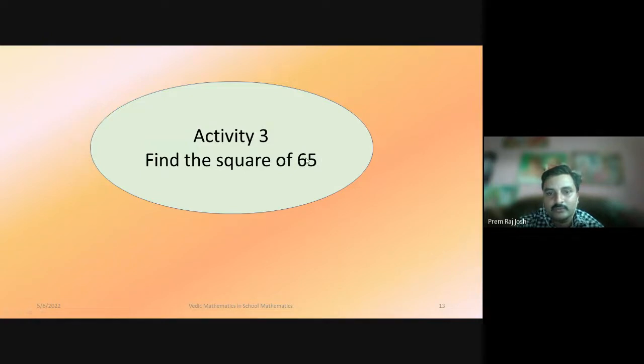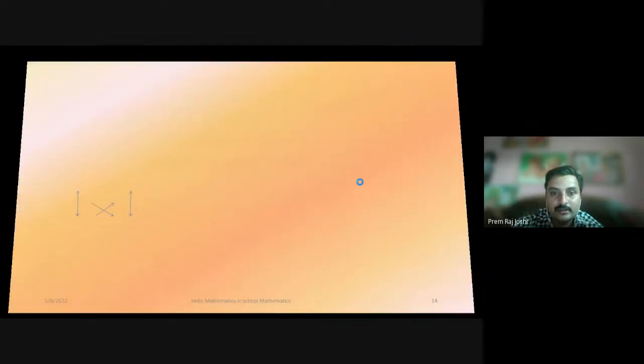To find the square of 65, we just write the square of 5, which is 25, on the right-hand side. Then take 1 more than 6, which is 7, and multiply 6 and 7 to get 42. So 4225 will be the answer. In this way, some calculations can be done mentally as well.